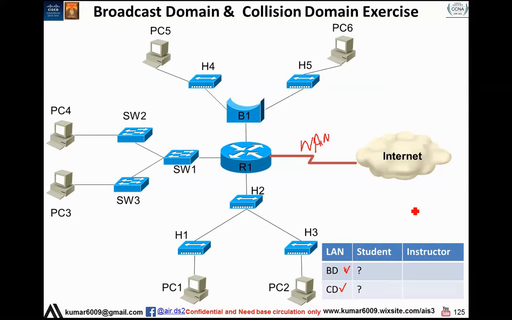So here the infrastructure has only one router. R1 means router, okay? One router, 3 hubs, 3 switches, 1 bridge, 5 hubs.